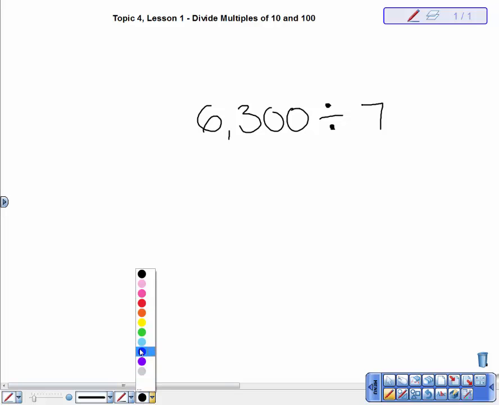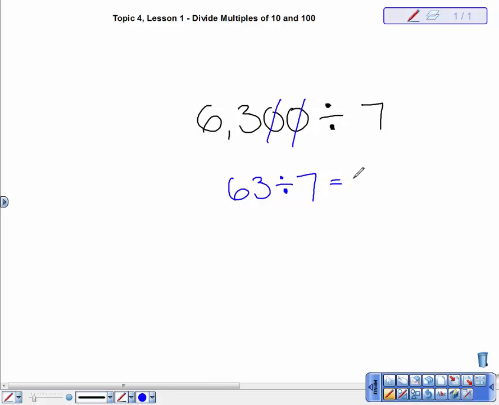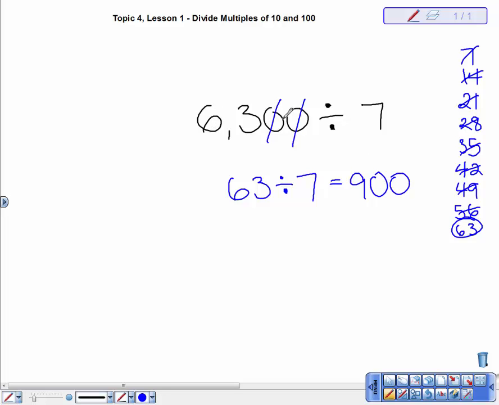All right, let's see if you got this problem right. So remember, the first step, borrow my zeros. Now I have 63 divided by 7. 63 divided by 7 equals 9. If I didn't know that, I could skip count by 7s until I got to 63. And then I would count how many times I skip counted. 1, 2, 3, 4, 5, 6, 7, 8, 9. So 9. Now I'll put my 2 zeros back at the end, and 6,300 divided by 7 equals 900.